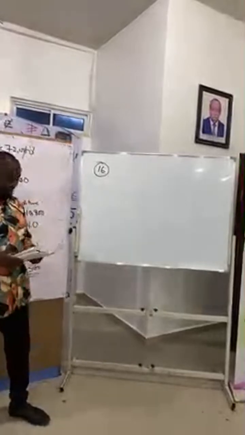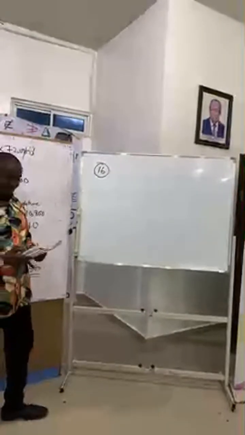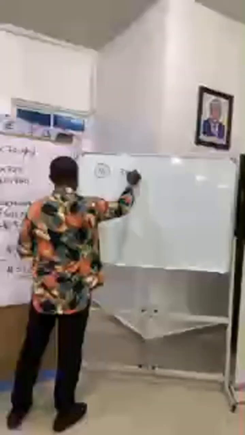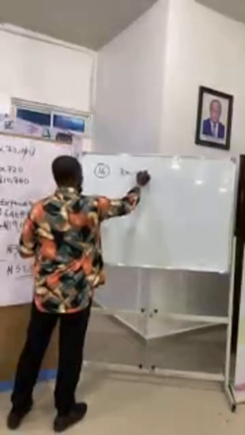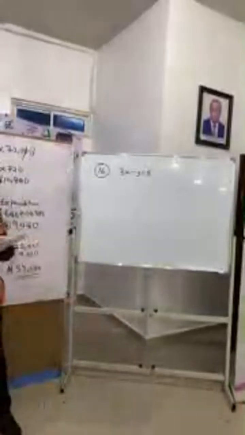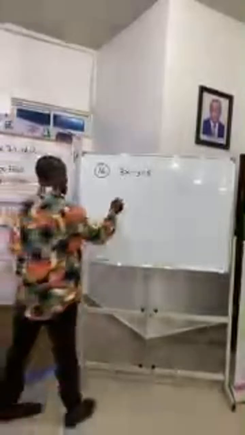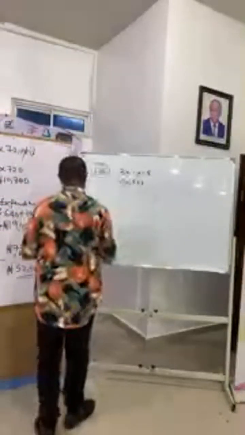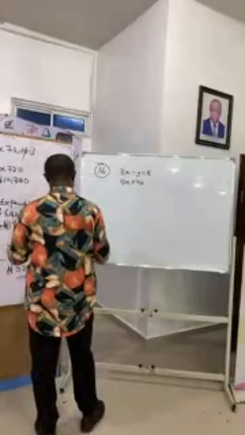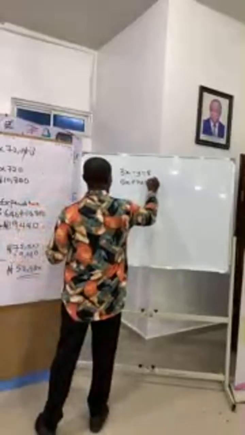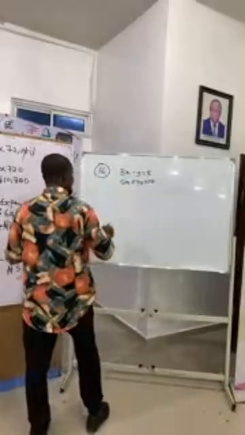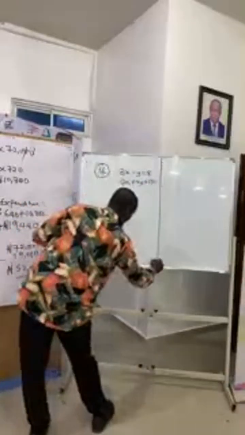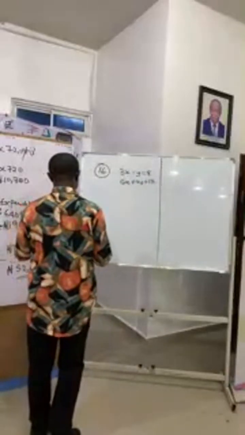Are you good? Question 16 says, if 3x minus y equals 8, then 5x plus 2y equals 12. What did they ask us to find?